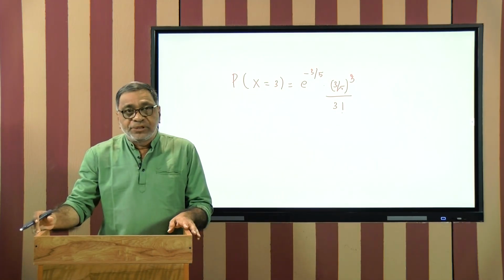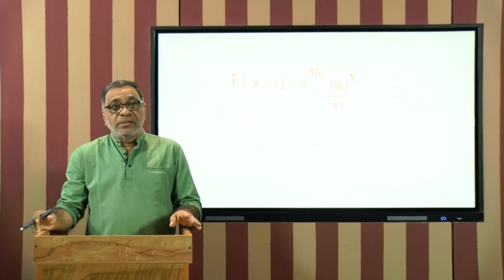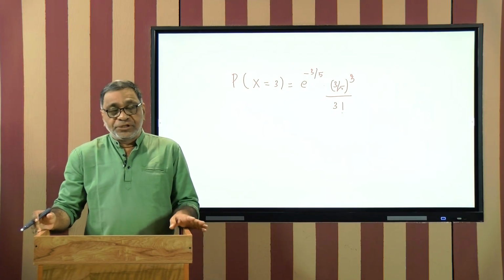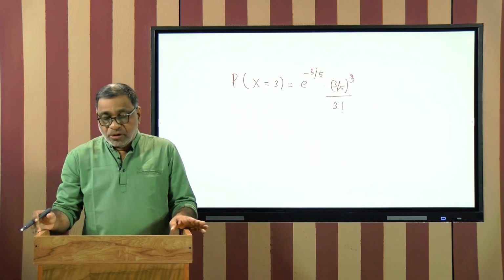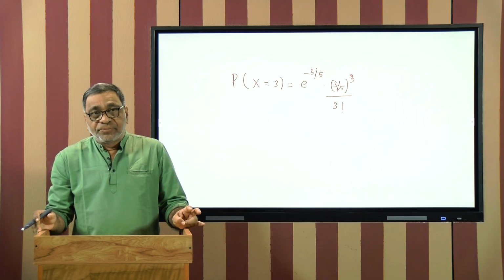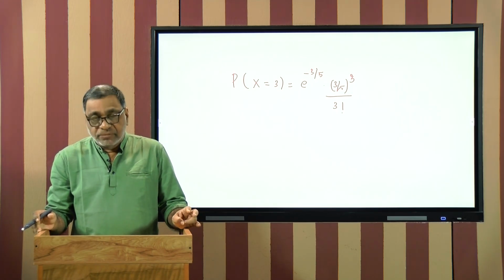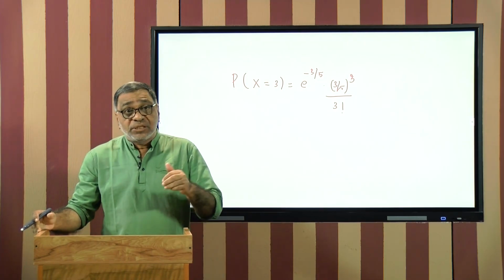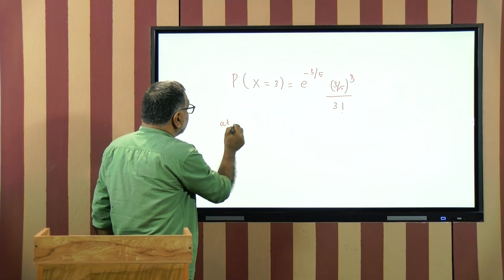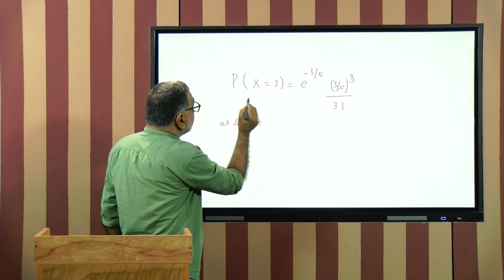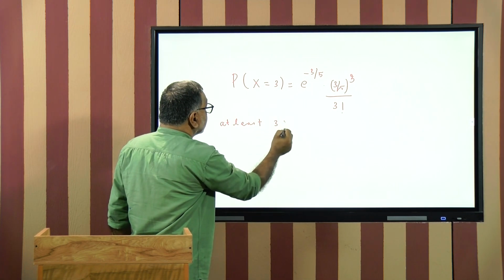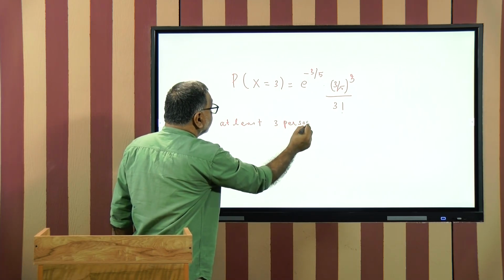So, this is the probability of hitting 3 persons by the lightning in a year in that population, in that region. That is probability of x is equal to 3 is equal to e power minus 3 by 5, 3 by 5 power 3 divided by 3 factorial. And the question, suppose at least 3 persons are hit by lightning. Suppose we need the probability that at least 3 persons are affected by lightning.